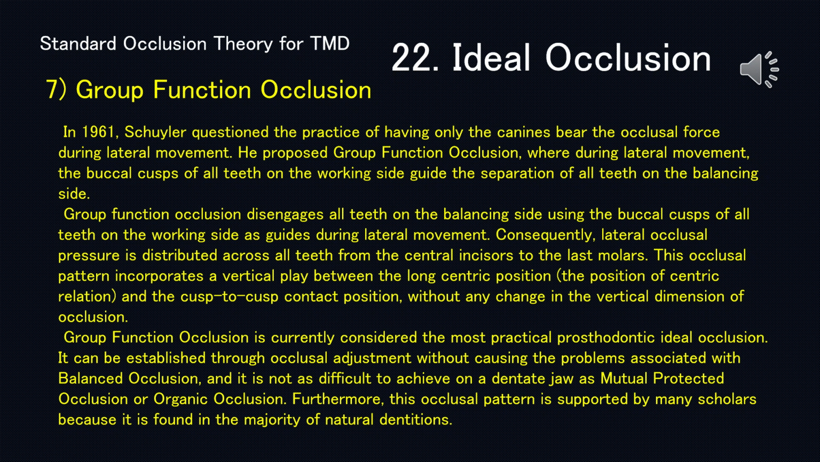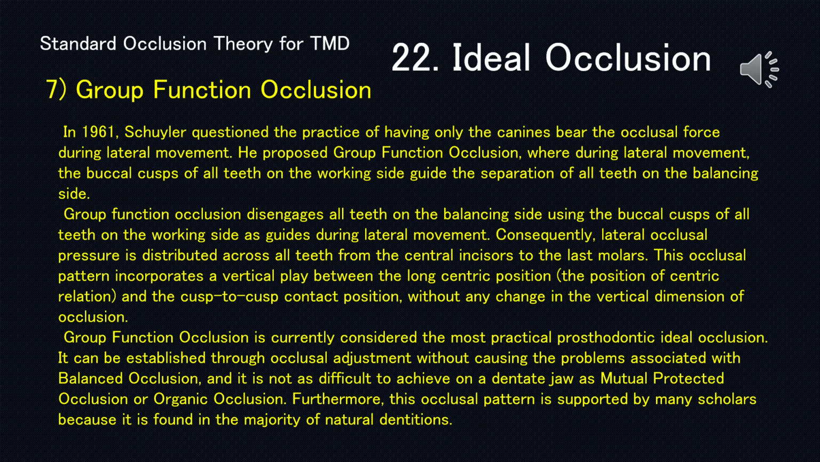Group function occlusion disengages all teeth on the balancing side using the buccal cusps of all teeth on the working side as guides during lateral movement. Consequently, lateral occlusal pressure is distributed across all teeth from the central incisors to the last molars. This occlusal pattern incorporates a vertical play between the long centric position, the position of centric relation, and the cusp-to-cusp contact position, without any change in the vertical dimension of occlusion.